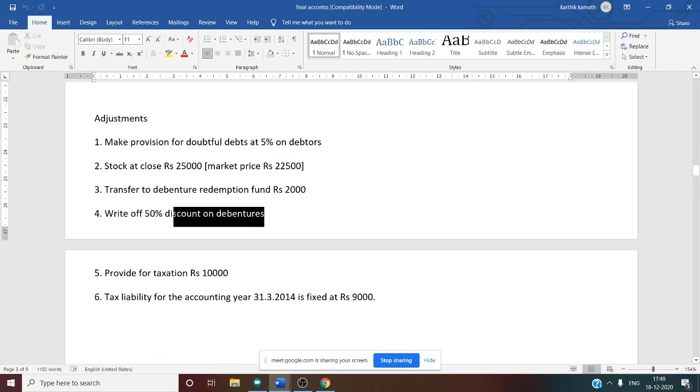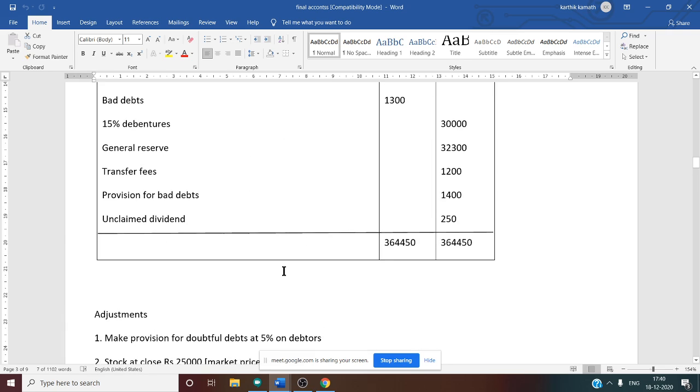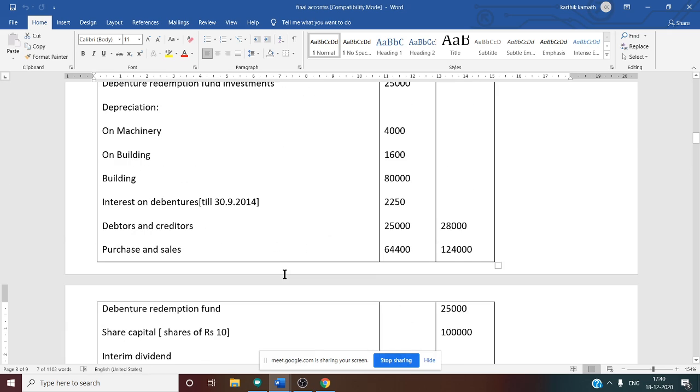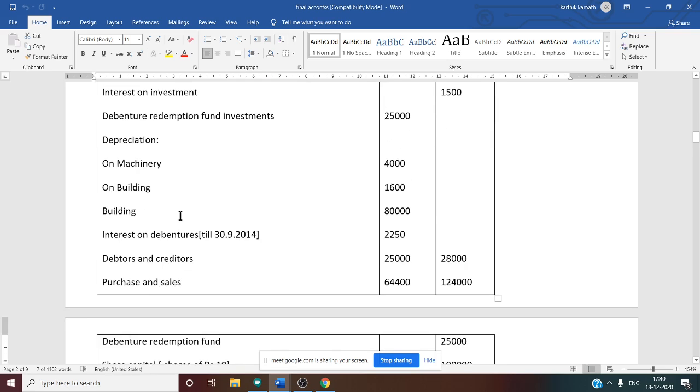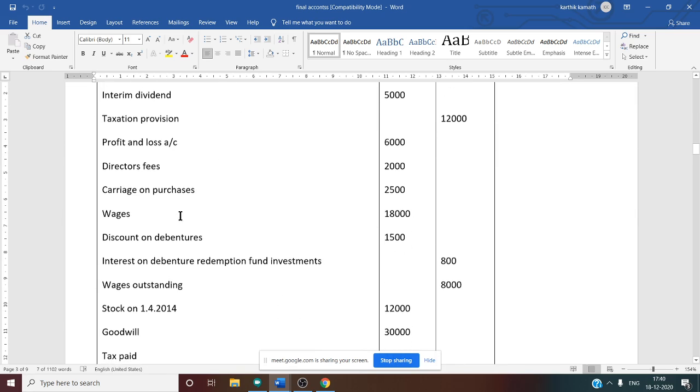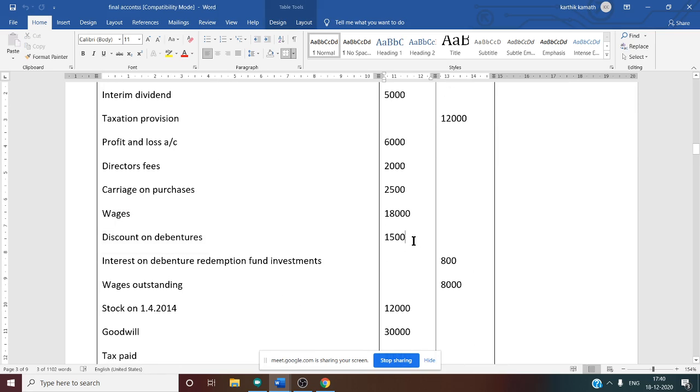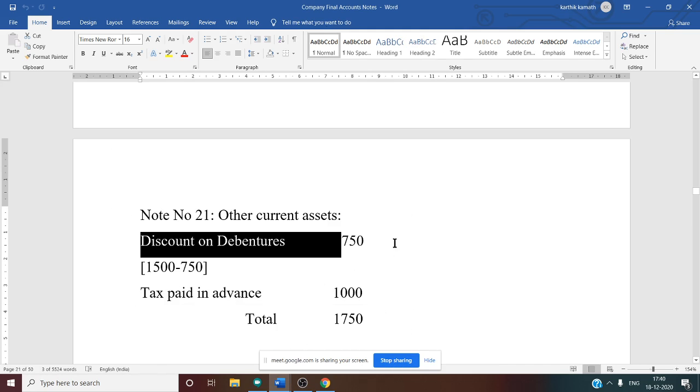See this, write off 50% on discount on debenture. That means now discount on debenture information we have to search in the trial balance where it is given. See this, discount on debenture 1,500, it is given in the trial balance. So write off 50% means on this amount take 50%. 1,500 into 50%, that means 750. So 750 we have taken discount on debenture.